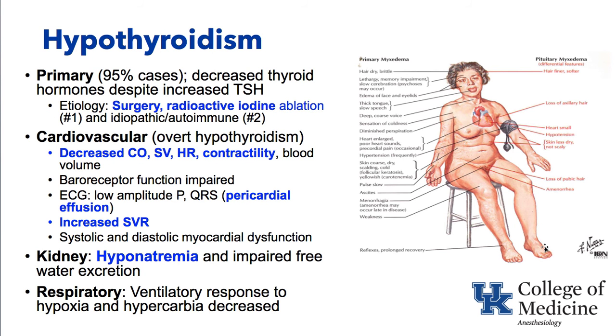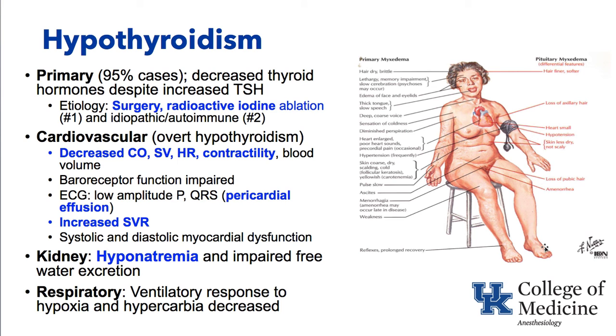Let's move on from hyperthyroidism to hypothyroidism now, or low thyroid hormone. Usually it's the thyroid that's the problem in and of itself, and the thyroid's just not producing enough T4 or T3 despite an increased TSH. The brain kicks in and the pituitary produces lots of TSH, trying to beat the thyroid into producing more thyroid hormone. The etiology of hypothyroidism can be surgery, removal of the thyroid, radioactive iodine ablation therapy for thyroid cancer, for example, and idiopathic and autoimmune. On the far right shows a patient with long-standing hypothyroidism or pituitary myxedema.